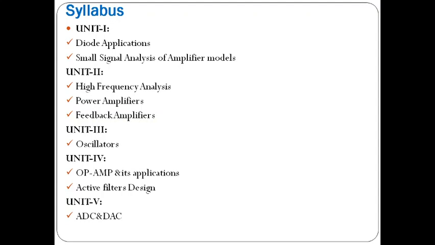In the last chapter, we'll discuss the analog to digital converter and digital to analog converter. In the analog to digital converter, we'll discuss the single slope, dual slope, successive approximation, and flash type ADC. In digital to analog, we'll discuss the weighted resistor, R-2R ladder, and resistor string, etc. This is about the syllabus of analog circuits.